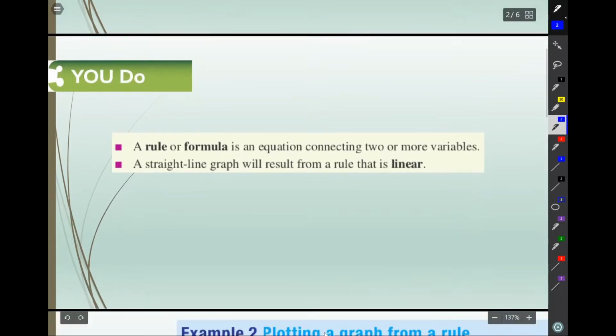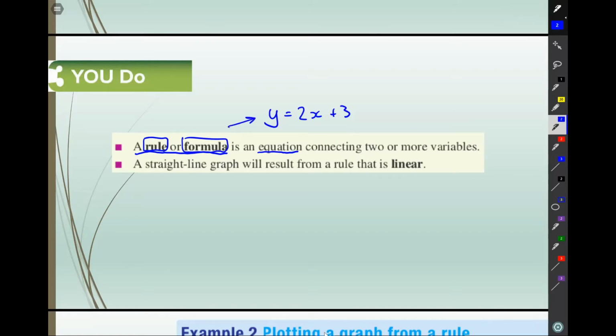So, something we need to remember before we get too far into this lesson, we're going to see these words rule, formula used a bit in this unit, and what we mean is that's an equation connecting two or more variables. And for us, those variables are often going to be x and y. Our equations are going to look something like this. Just remember, when you see the word rule or formula, this is what we're referring to. And I want you guys to make some kind of note to remind yourself of that.